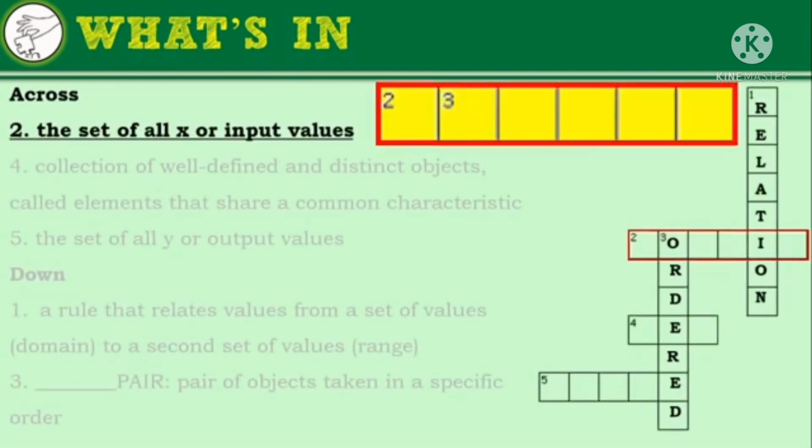How about across? Number 2, the set of all x or input values. Can you recall? You have here your clues. O and I for the second and the second to the last letter. And the answer is domain. Right, brilliant. Domain. Let's review about domain.